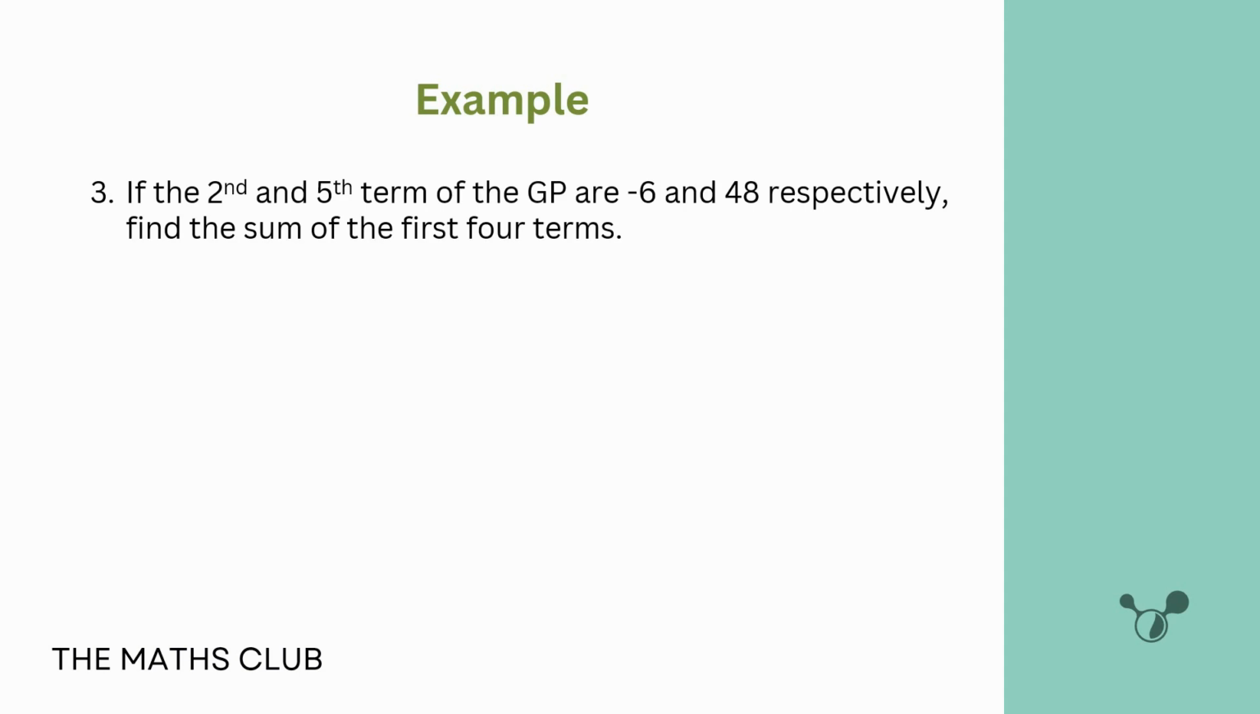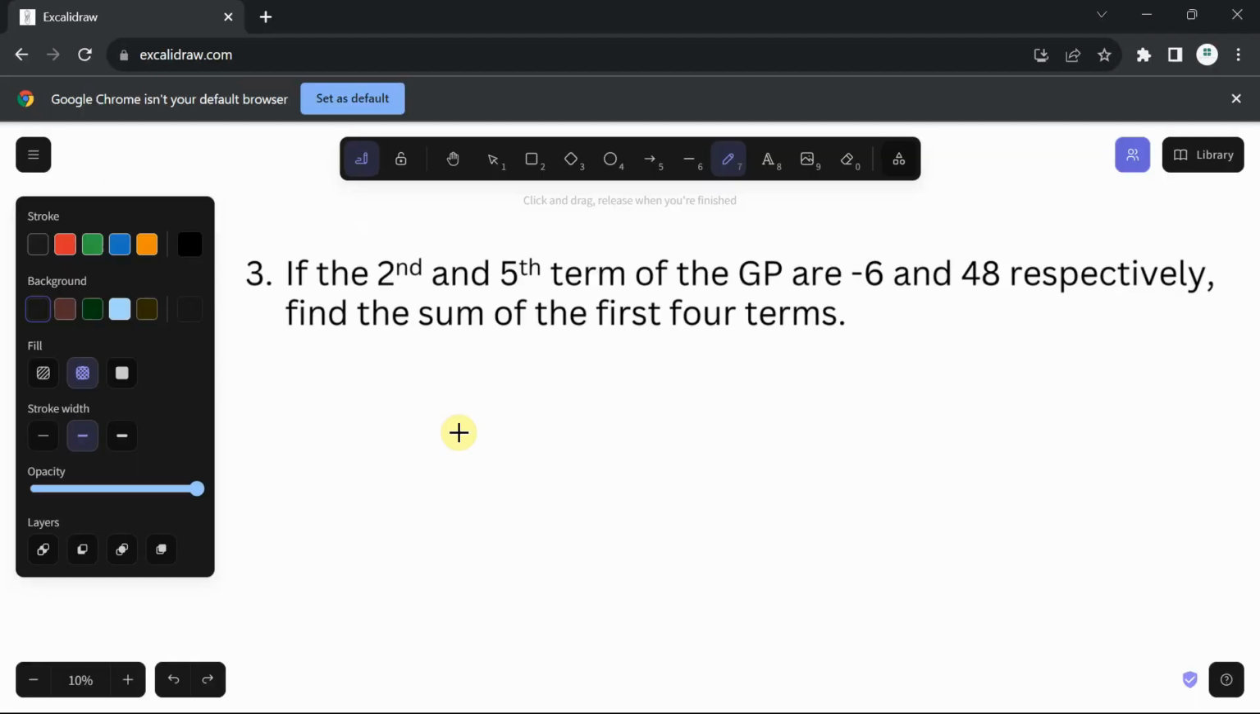Question 3 says, if the second and fifth term of the GP are -6 and 48 respectively, find the sum of the first 4 terms. So what are we given? We're told that T2 is equal to -6 and T5 is equal to 48. And we're told to find the sum of the first 4 terms.